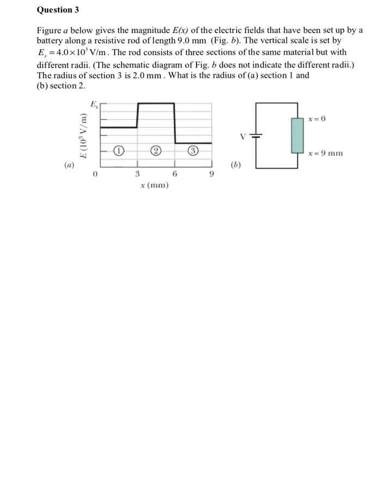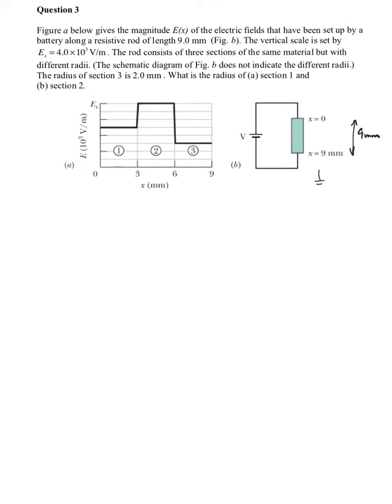In this situation we have a figure. Look at figure A. It gives the magnitude of the electric fields that are set up by a battery along a resistive rod of length 9 millimeters. So that's this rod here, 9 millimeters. Now, the rod consists of three sections of the same material, but with different radii. That's not really shown in the diagram there. If I wanted to draw that, I would say it looks more like this.